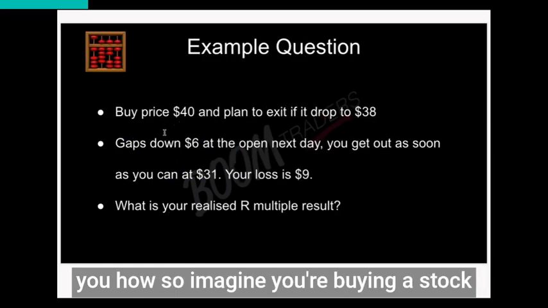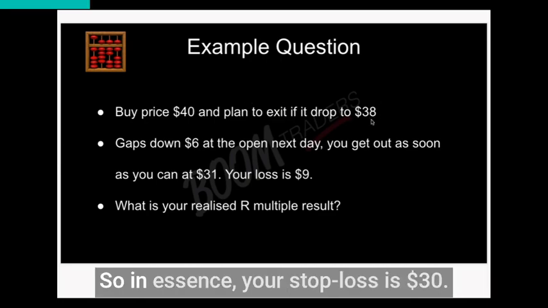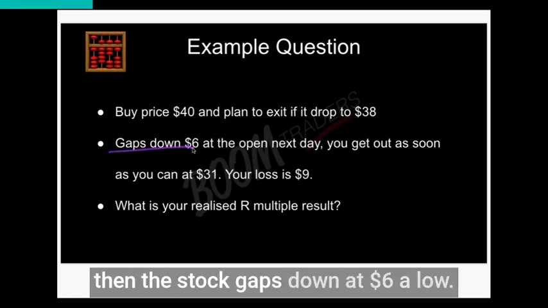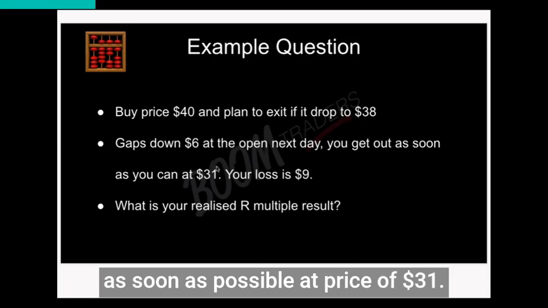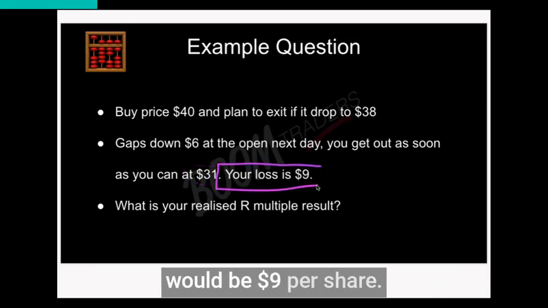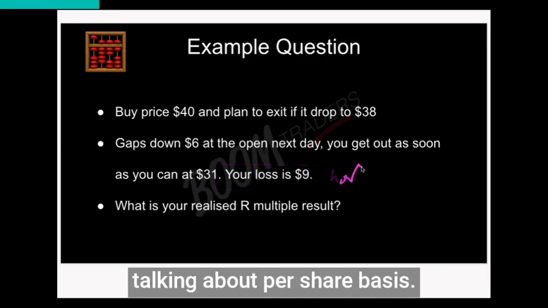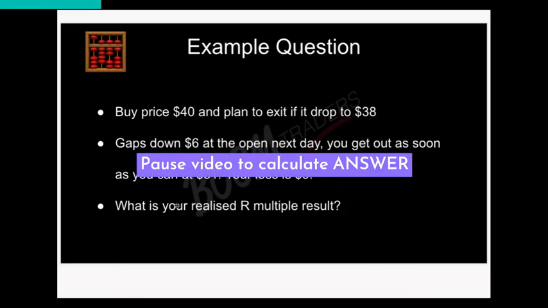So imagine you buy a stock at $40 per share and you plan to exit at $38. So in essence, your stop loss is $38. However, you keep it overnight and then the stock gaps down to $36 at the open the next day. And you get out as soon as possible at a price of $31. So your loss in this case would be $9 per share. Remember, all of this we're talking about on a per share basis. So what is your realized R multiple result?